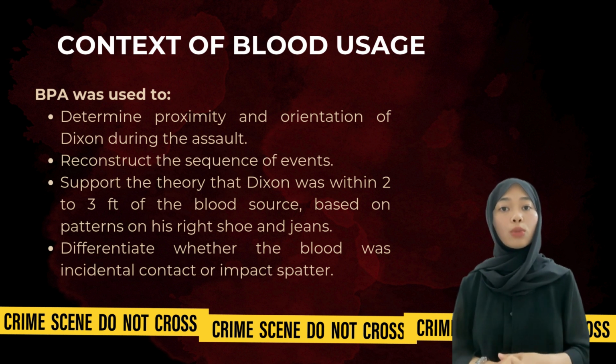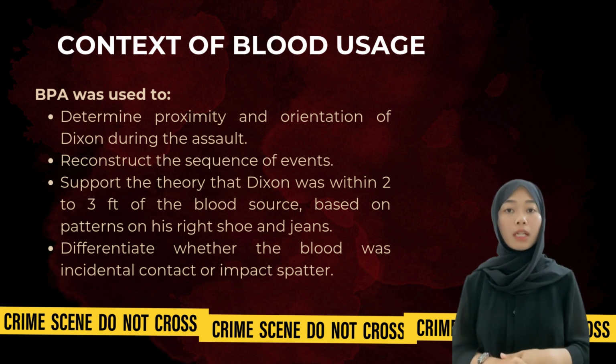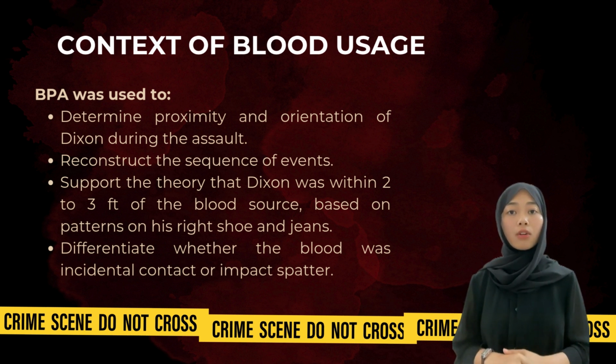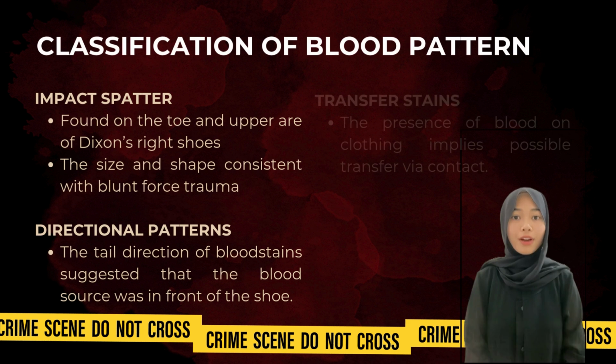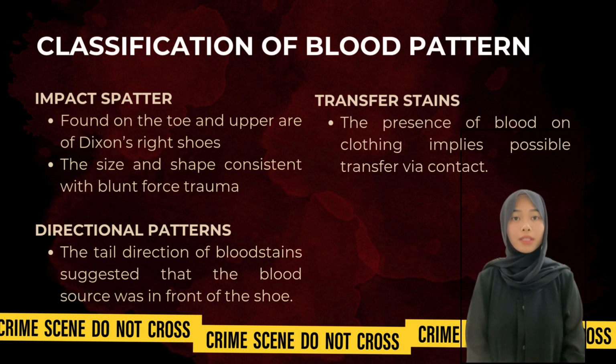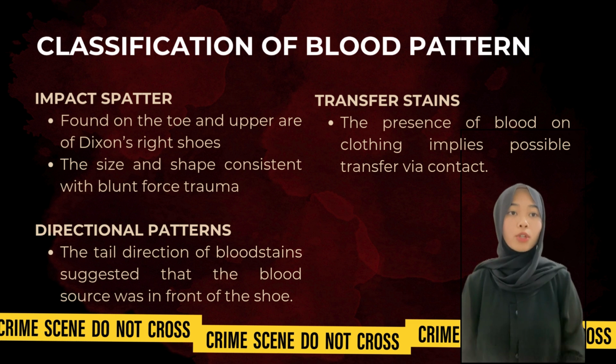The last one is to help differentiate between incidental contact and impact spatter, which in this case, investigators concluded was impact related. Now, moving on to the classification of blood patterns. Number one is impact spatter, of which over 100 stains were found on the toe and upper part of Dixon's right shoe. The size and shape of these stains were consistent with blunt force trauma.